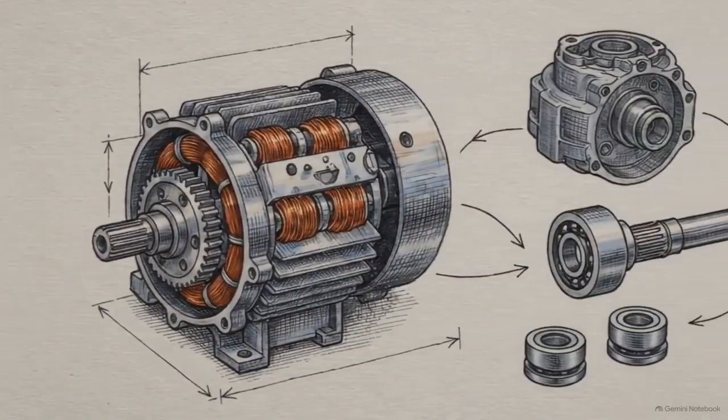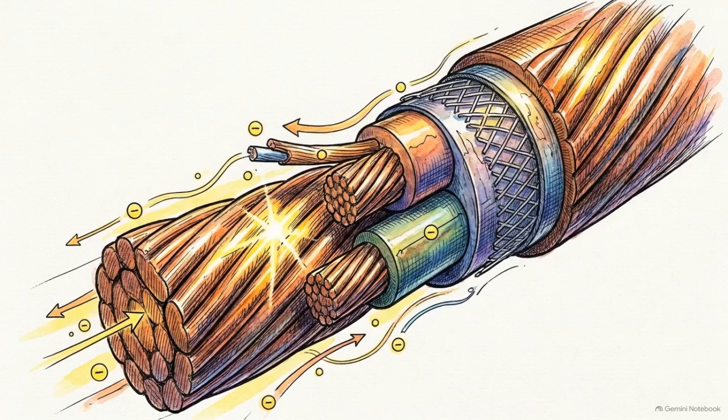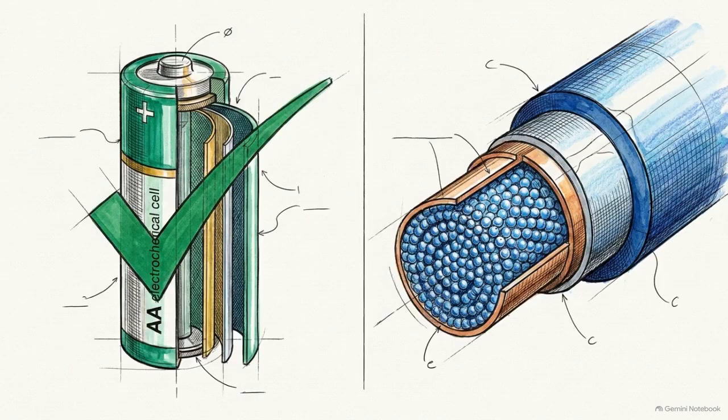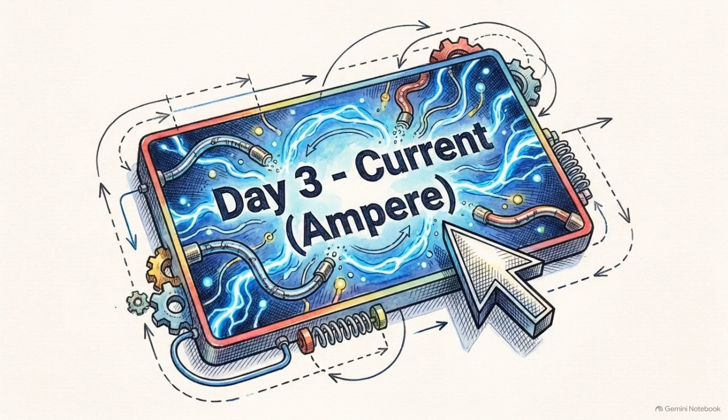We have defined the pressure. Now we need to examine the actual volume of electricity being moved by that pressure through the wire. Mastering voltage is step 1. To complete your understanding of the circuit, click the next video on current and amperes, and let's keep building your foundation.